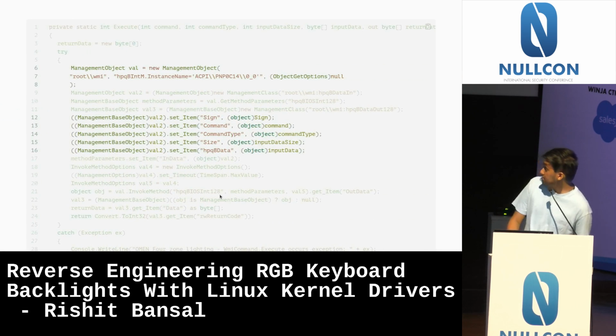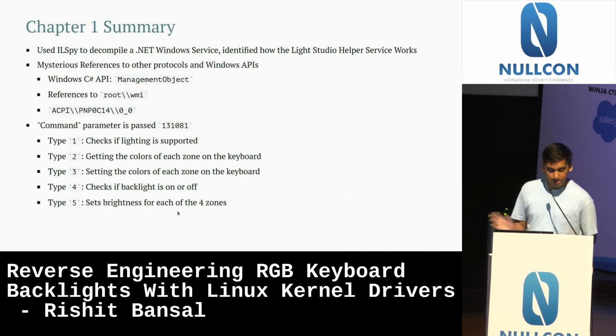So this is the same function, and I've highlighted the important parts about it. We're creating a management object, don't know what that is yet. And we're passing it some arguments, right? And we invoke a method somewhere here. Cool, that's the first chapter.